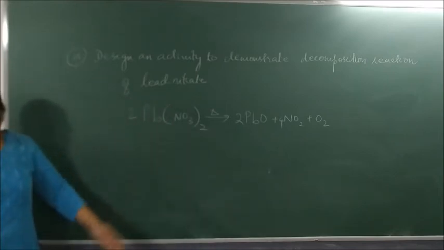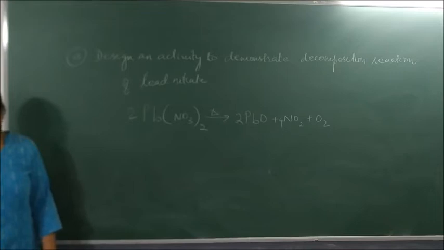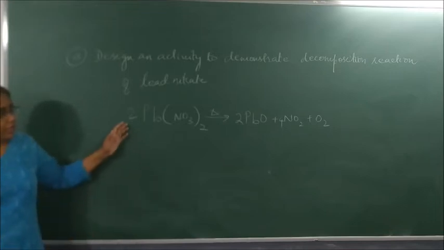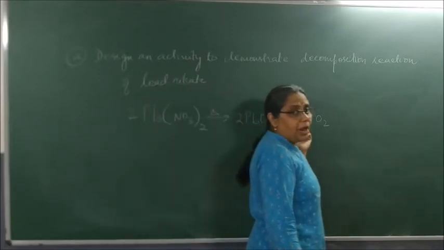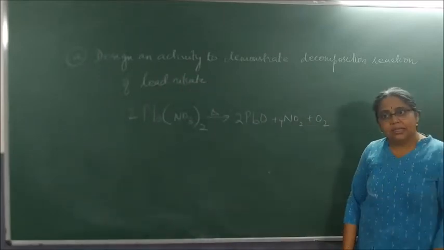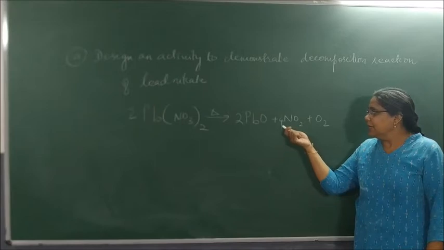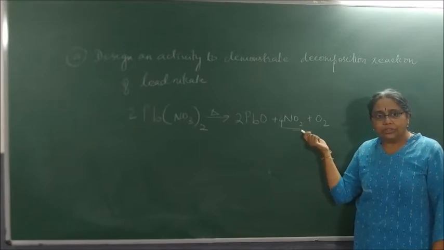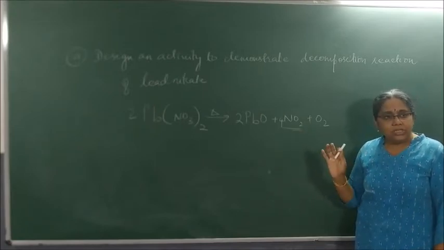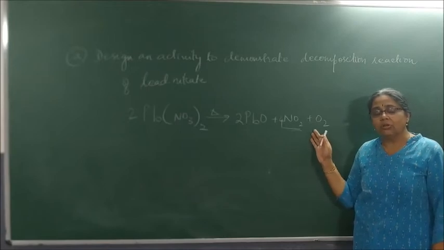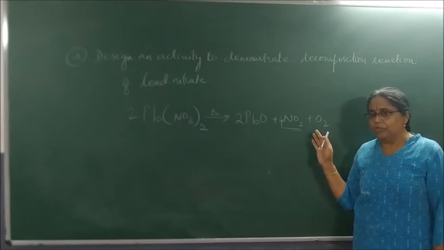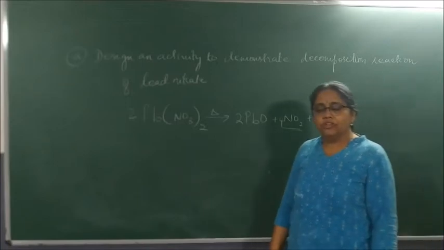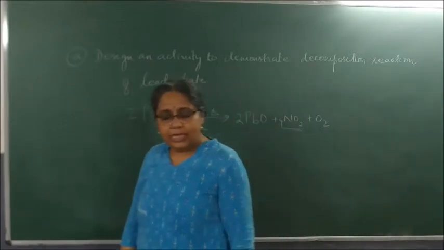Taking few crystals of lead nitrate in a boiling test tube, when we heat it, we get a precipitate of lead oxide and a brown colored gas is released. This brown colored gas is nitrogen dioxide. So this is the activity. This reaction is called thermal decomposition, because the decomposition occurs with the help of heat.